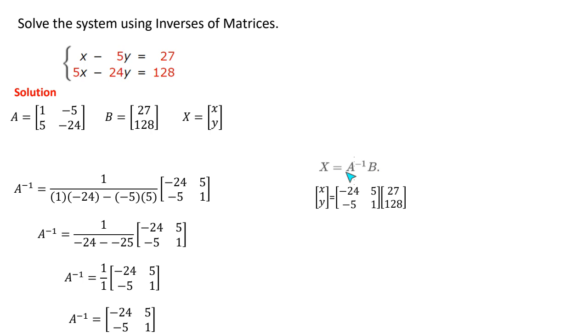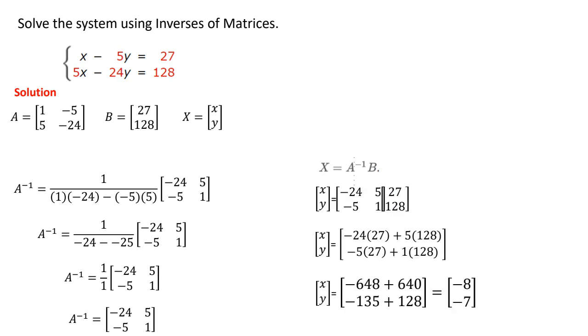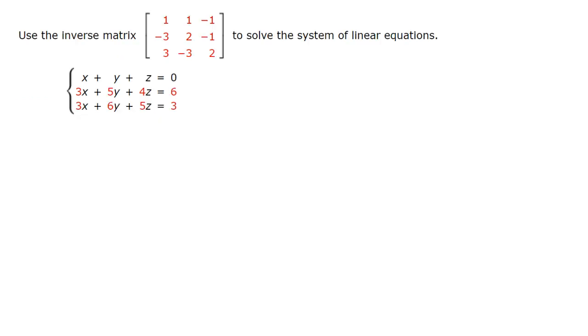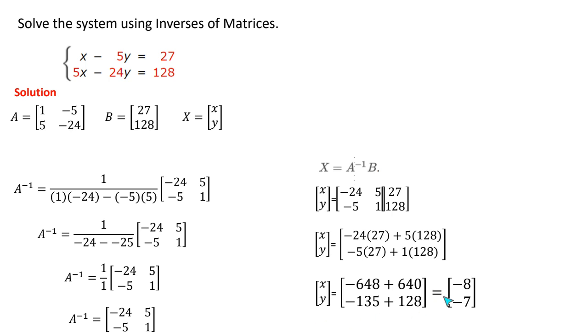So now I have X is equal to A inverse times B. And so here's my inverse times B, and we can multiply. So -24 times 27 plus 5 times 128. That's going to be that first row here. And then -5 times 27, 1 times 128. So if we simplify, we get -648 plus 640, which is -8, -135 plus 128, which is -7. So our solutions are, let me go back, X equals -8 and Y equals -7.